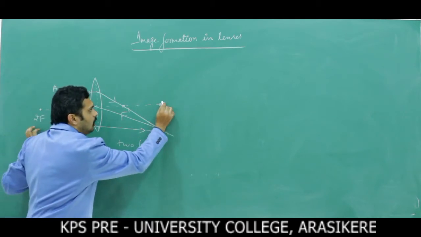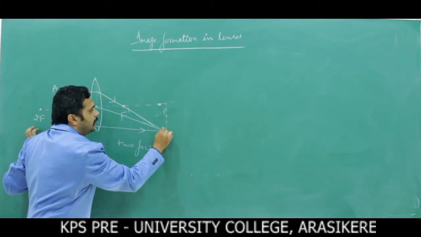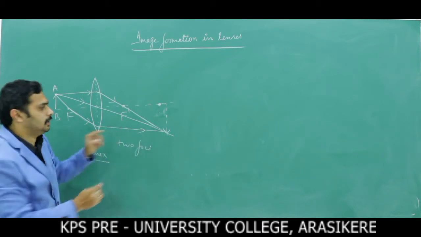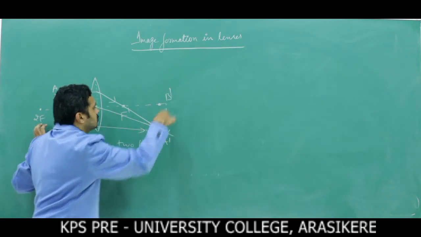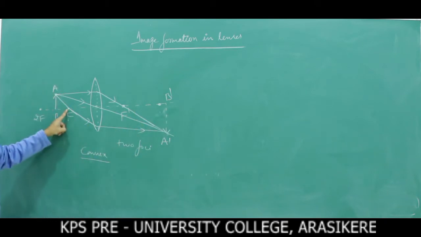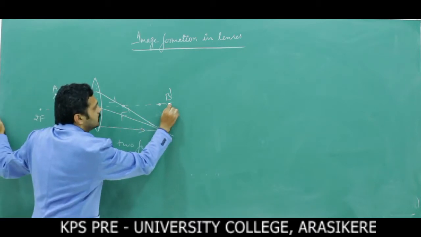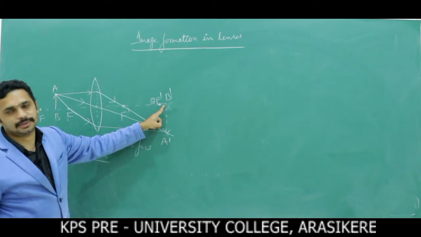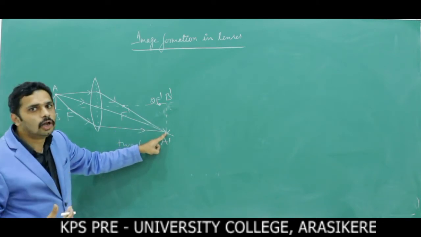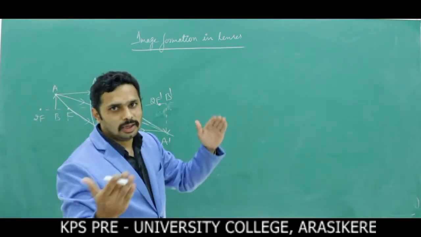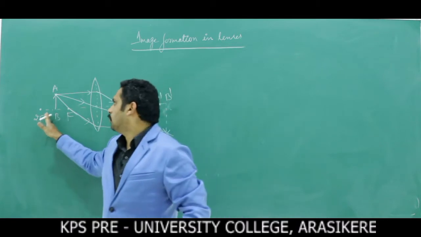Now after refraction, all the refracted rays meet at one point. At this point the image is formed. Which image? Real and inverted. So this is A dash B dash. Here AB is the object, and A dash B dash is the image. Now the object lies between F and 2F. The image comes behind 2F dash. That is real and inverted, and an enlarged image is going to form here in this case. Similarly, you can produce images depending on the position of the object.